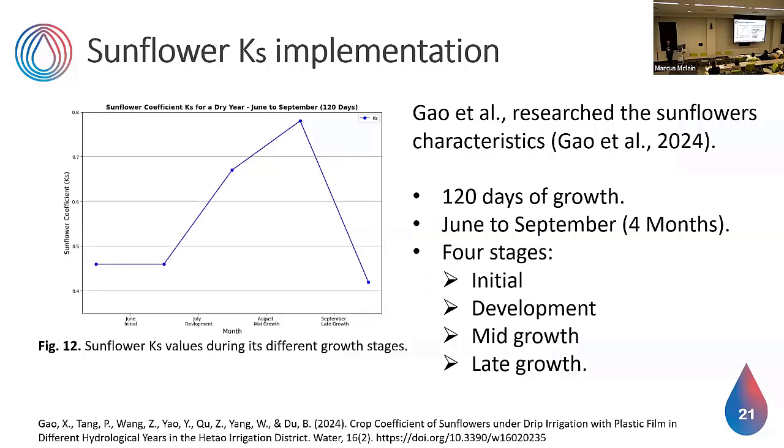After we have our models, we are going to test them with botanical data. In this case, we're going to use the sunflower. The sunflower has 120 days of growth, and those are 4 stages of growth. They go around June to September, and these 4 months are actually June, July, September, and October.